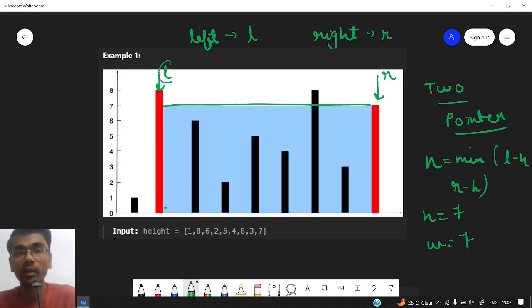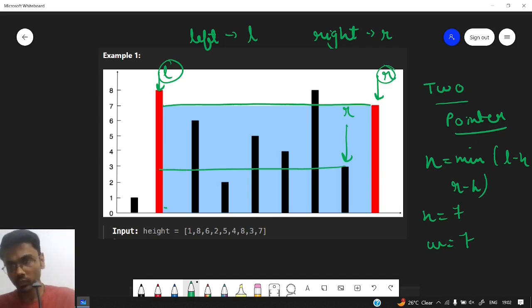Minimum of left height and right height. What is minimum? Right is minimum, so we will move our right pointer to the left side. Again we will compute the total amount of water by these two lines, and then we will compare it with the current maximum, and so on and so forth. We will do the same thing again and again.